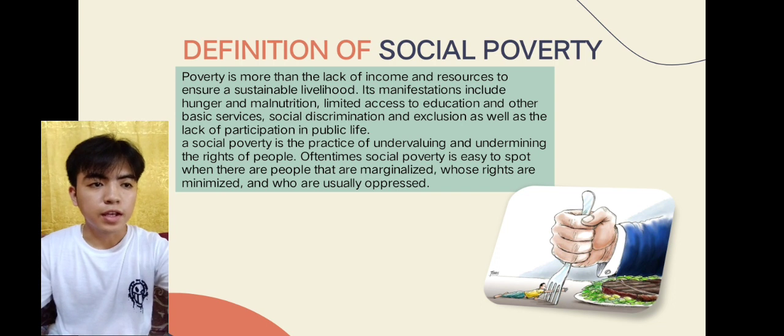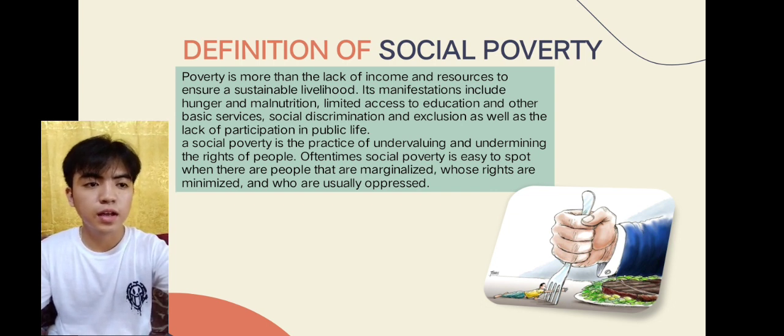Definition of social poverty. Poverty is more than the lack of income or resources to ensure sustainable livelihood. Its manifestations include hunger and malnutrition, limited access to education and other basic services, social discrimination and exclusion, as well as the lack of participation in public life.